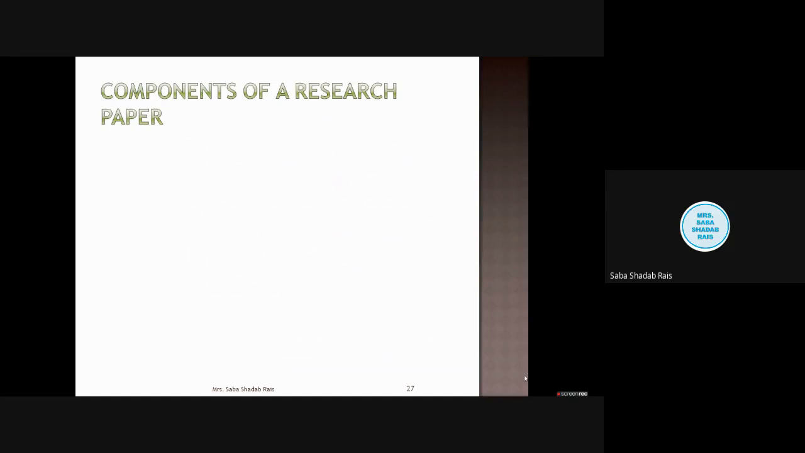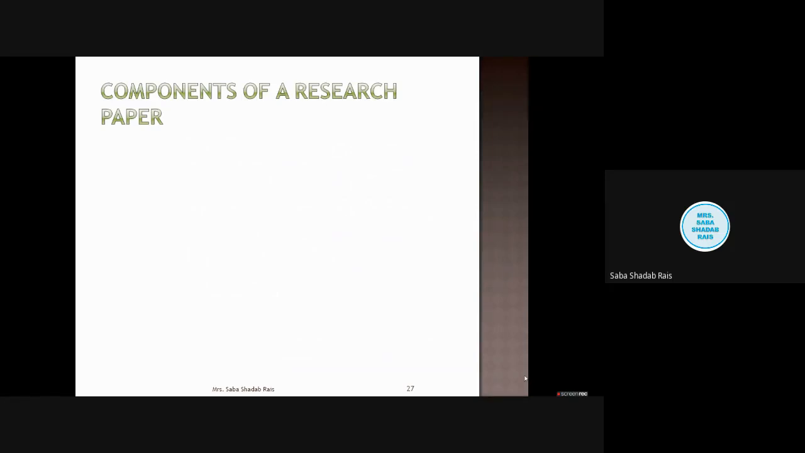So, journal article, magazine article. It can be a complete thesis. So today we will talk about the research paper. How can we write a research paper? What are the components of a research paper? And this is something very important.